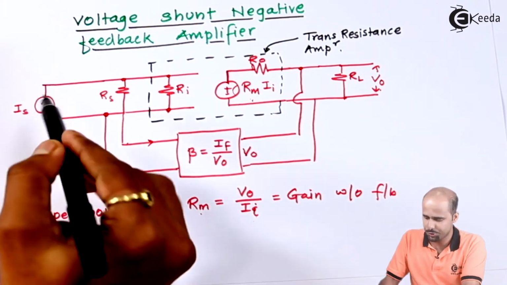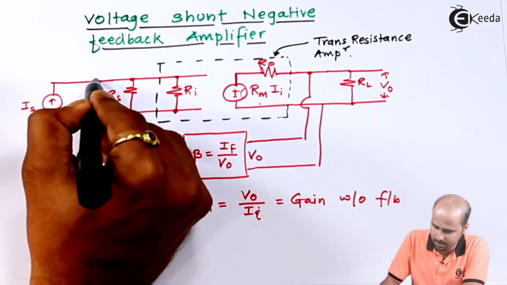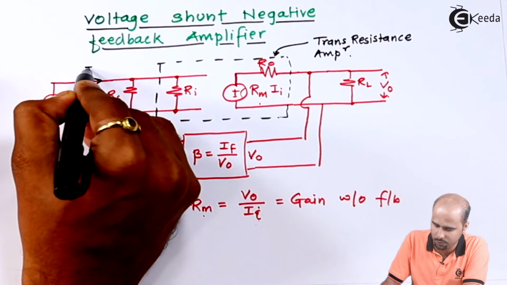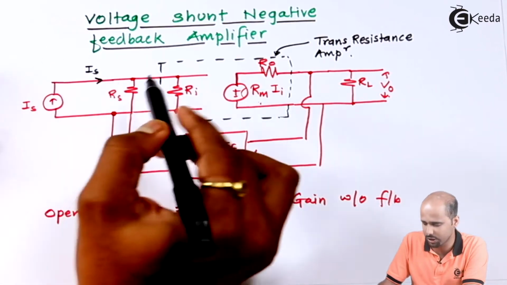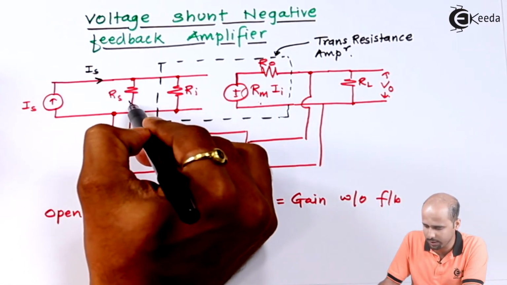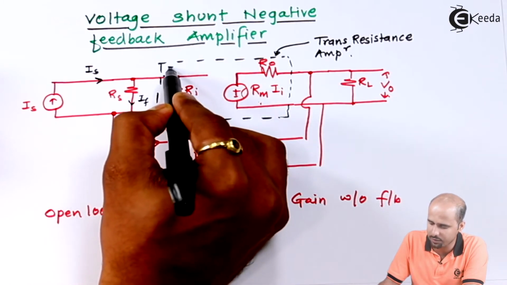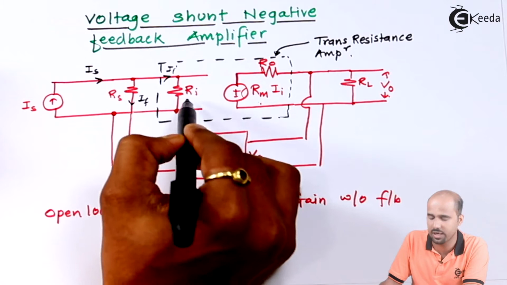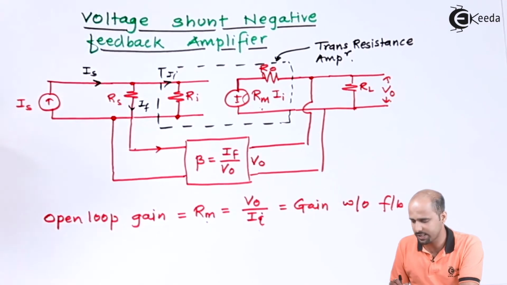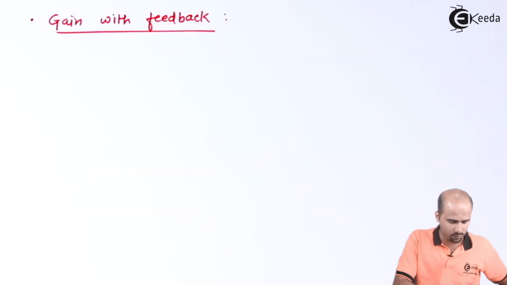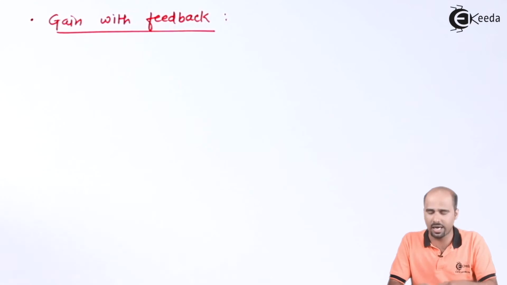Very simple. As I'm saying, this is nothing but the current IS which is flowing, and the total current gets divided into two parts. One is IF and another is current II which is flowing through the resistance Ri. So what is the value of IS? Let's start with the analysis.